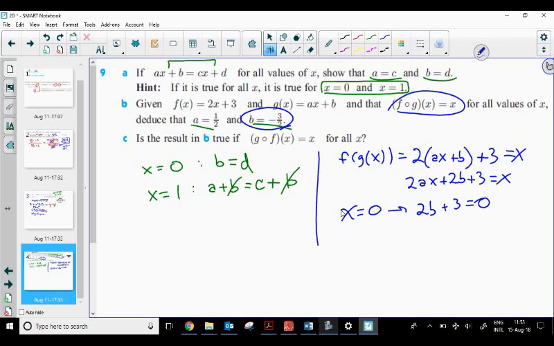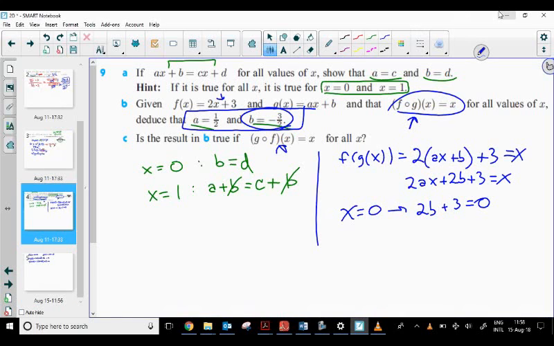In other words, are these still the values for A and B if instead of doing f of g of x, we did g of f of x? Incidentally, yes, you do still get the same A and B values. You can check that on your own.